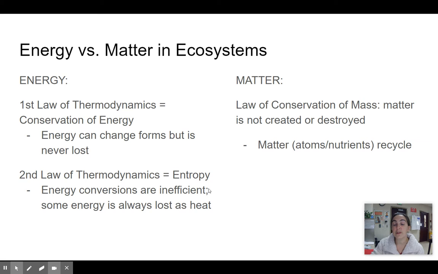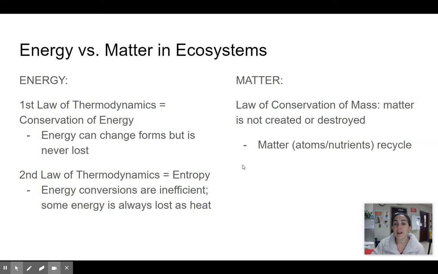But the second law of thermodynamics also states that every time you convert energy, in other words, as it moves from one trophic level up to the next, those conversions aren't totally efficient. And so some energy is lost as heat. It doesn't disappear, but it changes into a form that's no longer usable in the environment.